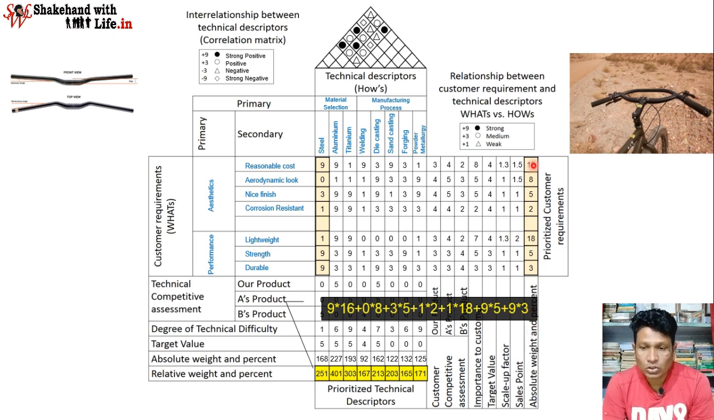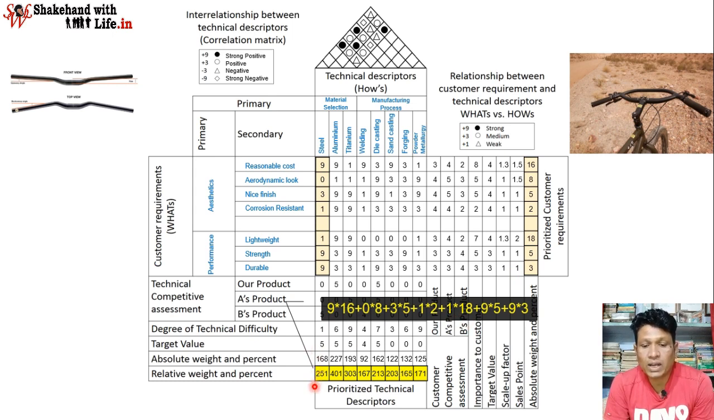So 9 multiplied by 16, 144; 0 multiplied by 8, 0; 3 multiplied by 5, 15; 1 multiplied by 2, 2; 1 multiplied by 18, we get 18; 9 multiplied by 5, we get 45; 9 multiplied by 3, we get 27. And when we add all these multiplications, we get 251 for steel.